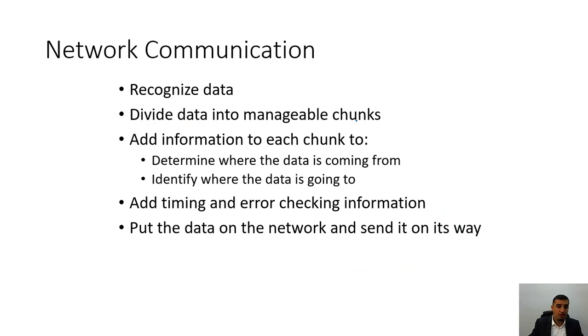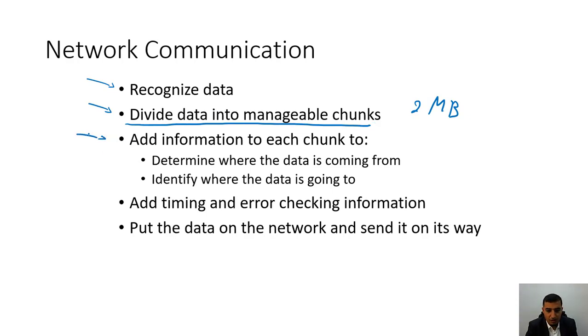Now, network communication. In order to communicate, we need to recognize the data. We need to divide the data into manageable chunks. What does that mean? If I want to send a video which is around 2 megabytes, it will not send 2 megabytes at once. You need to divide the data into manageable chunks. You cut it up. Okay? Then add information to each chunk. You cut the video maybe into 500 byte chunks.